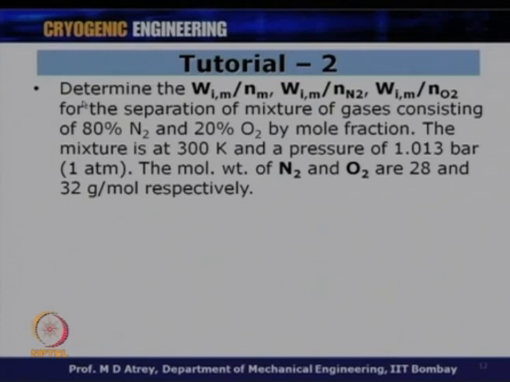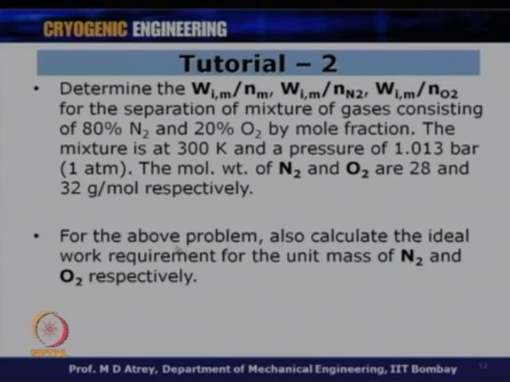So, let us read the problem statement. Determine Wim by Nm, that is, the work of separation of mixture per mole of mixture, Wim by N_N2, Wim by N_O2. The mixture is given as a mixture of N2 and O2, nitrogen and oxygen, for the separation of a mixture of gases consisting of 80% nitrogen and 20% oxygen by mole fractions. That means Ya and Yb have already been given. The mixture is at 300 K and a pressure of 1.013 bar, 1 atmosphere.